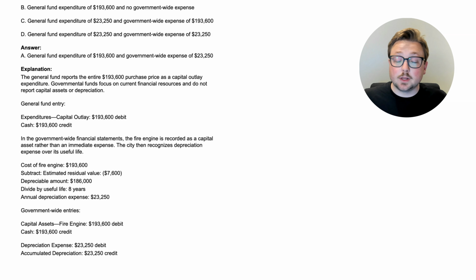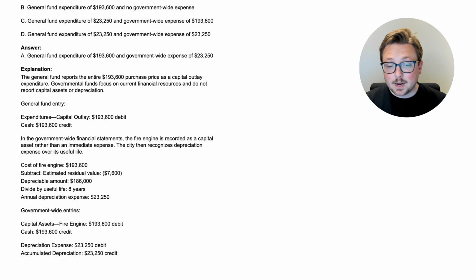So that's something really important you need to know, is that when a governmental fund is using the current financial resources measurement focus, which again would be when you do modified accrual, they're not going to be recognizing depreciation. They're only recognizing the full purchase as an expenditure. So for the general fund, the journal entry would be a debit to expenditures for capital outlay of $193,600 and a credit to cash of $193,600.